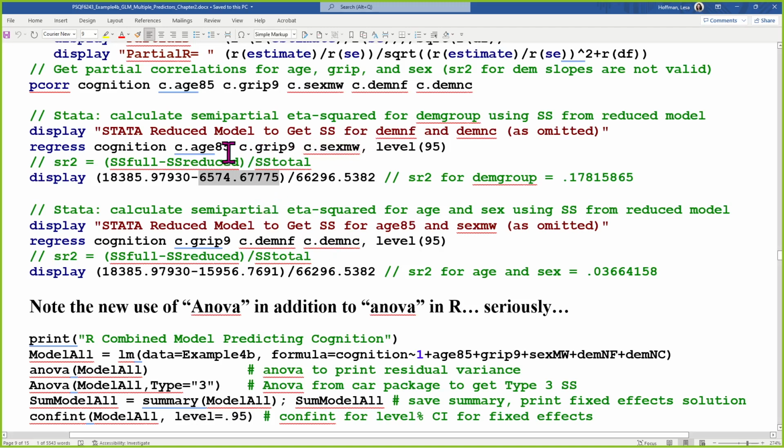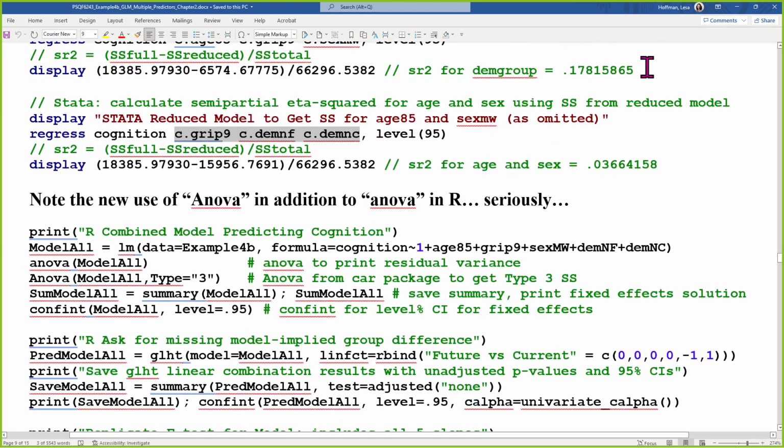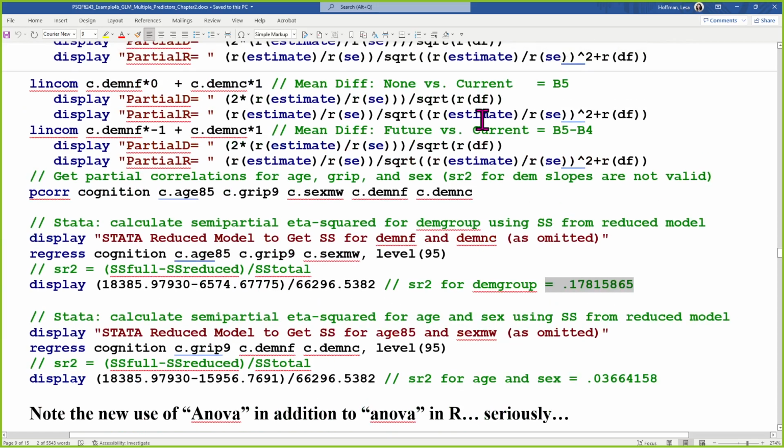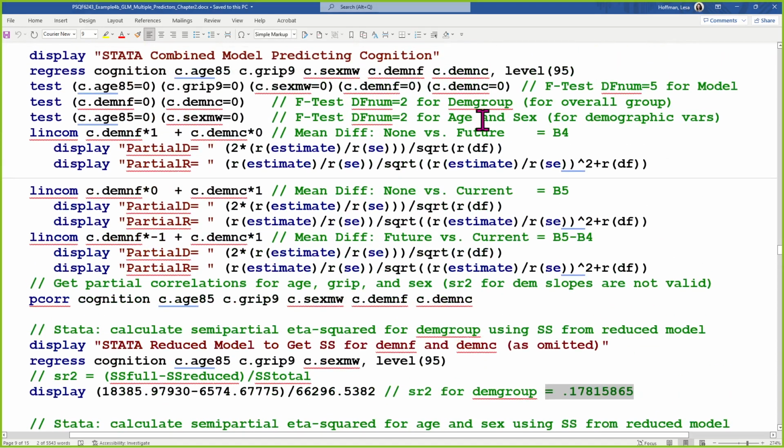So this is what it is for dementia group because those are the two slopes that are omitted. This is what it is for age and gender because those are the two slopes that are omitted. So I have in the comments here what it ended up being. Okay, Stata users, questions on the code? So there's no effect sizes in this homework other than change in R-square. So you don't have to type all this. I just wanted you to have a complete example of how I would do this.